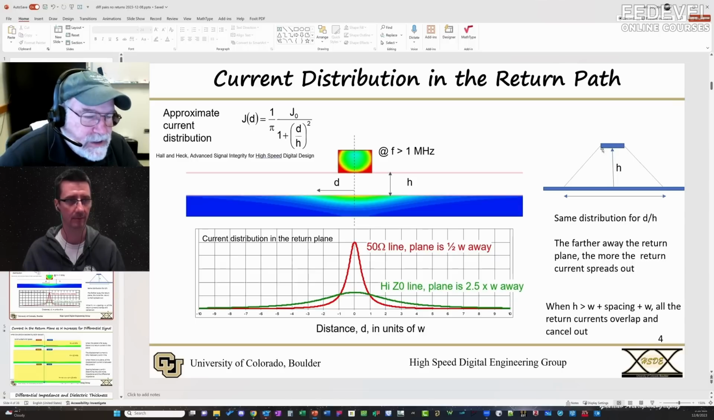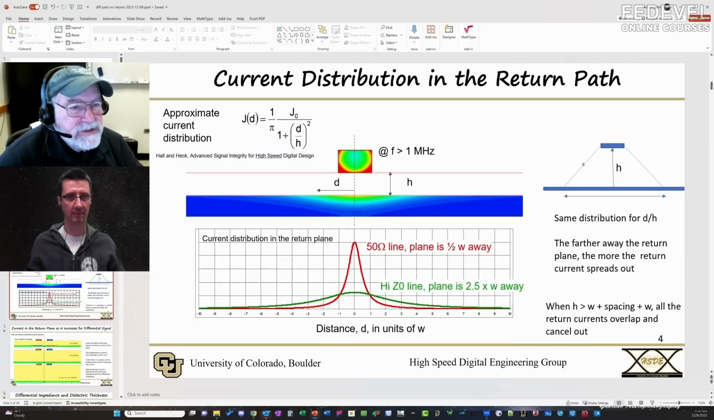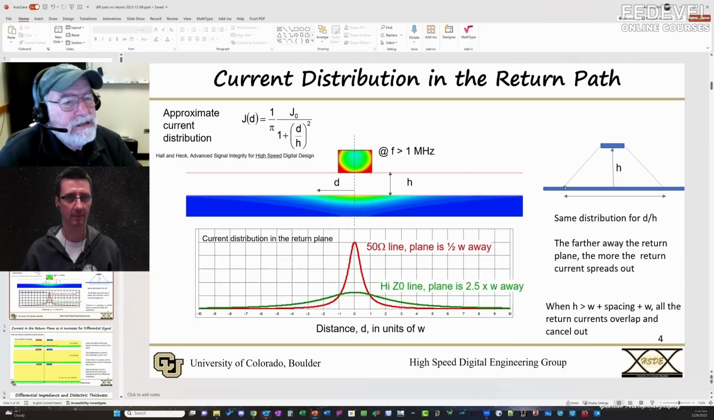distribution. And so if you think about, here's that signal line, here's the return plane. If you think about that aspect ratio being constant, as I pull the return plane farther away, the current's going to spread out, scaling with that aspect ratio. And so I pull it farther away, the return current spreads out as well. And that is the most important principle to think about when you think about the return current distribution.